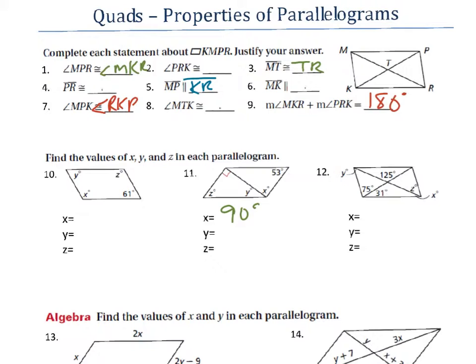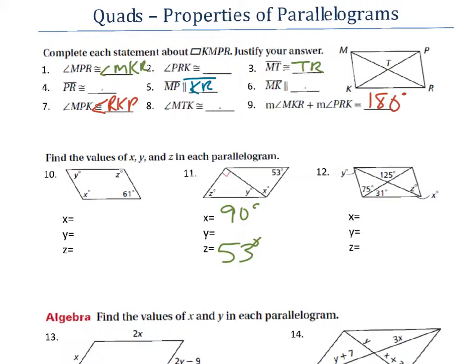Okay, what I notice next is that this angle is 53 degrees and Z is the opposite angle. So if Z is the opposite angle, then that means that Z is also 53 degrees.